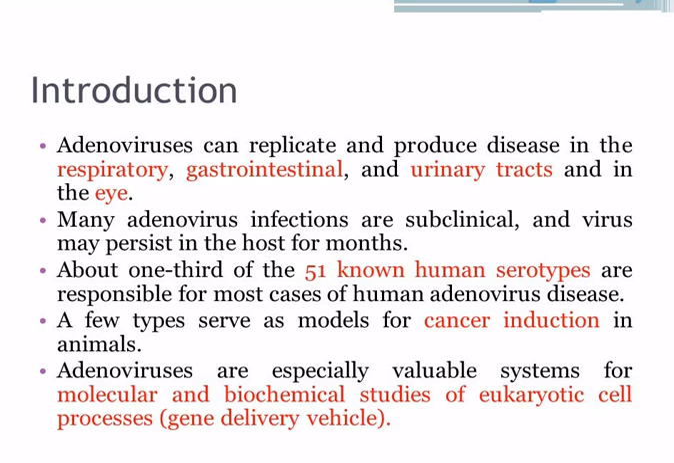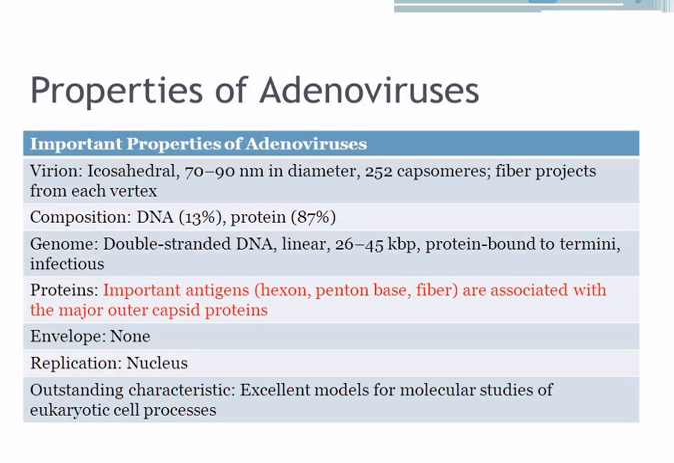Adenoviruses are especially valuable systems for molecular and biochemical studies of eukaryotic cell processes, and as gene delivery vehicles. Properties of adenoviruses. Important properties of adenoviruses. Virion: icosahedral, 70 to 90 nanometers in diameter, 252 capsomeres, fiber projects from each vertex.